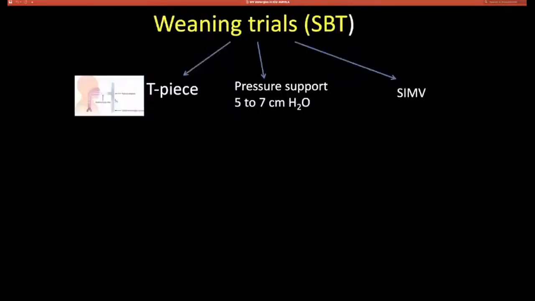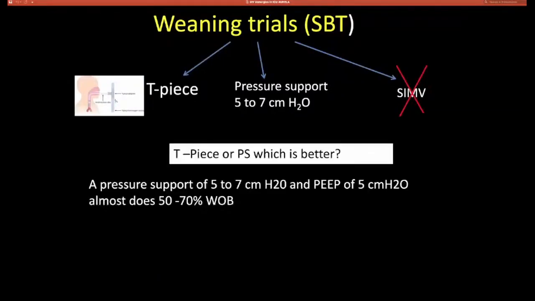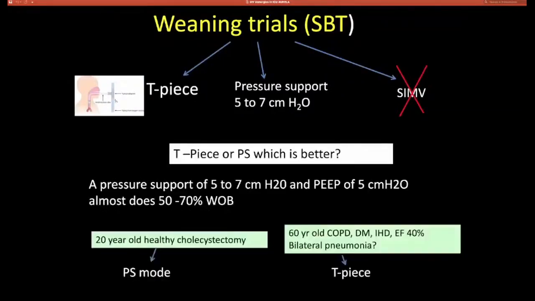So weaning trials: TPs, pressure support and SIMV. We don't use SIMV nowadays. The studies have shown that it is not good for weaning. So it is between TPs and pressure support. How do you decide between pressure support or directly going into TPCs?